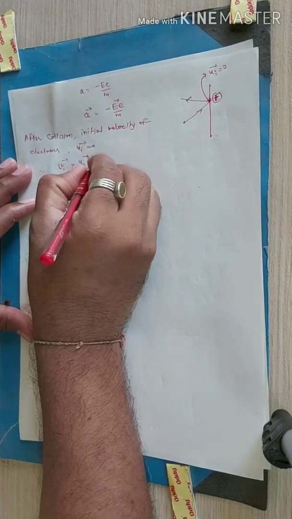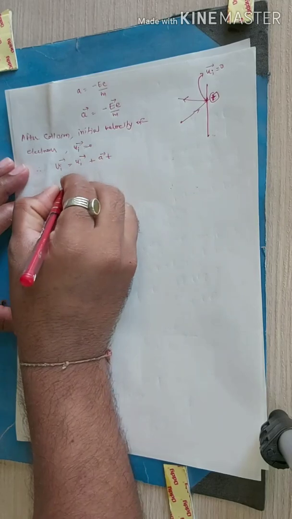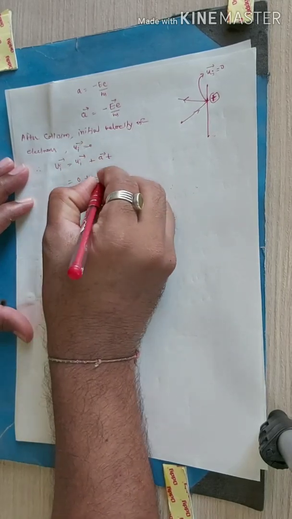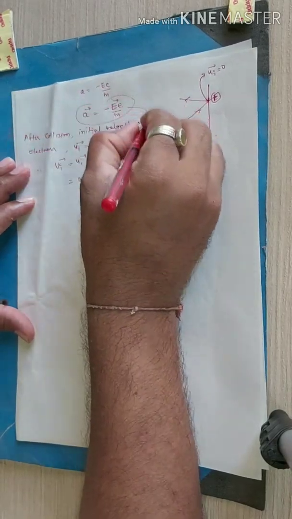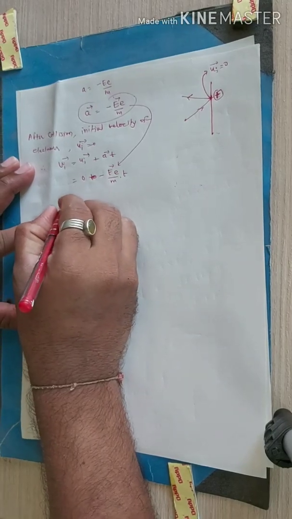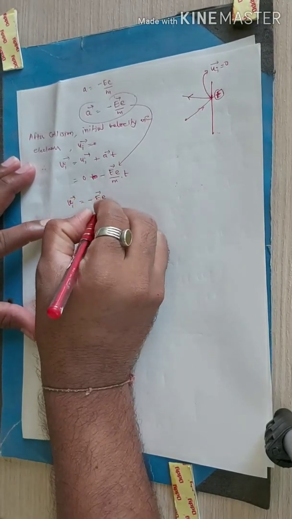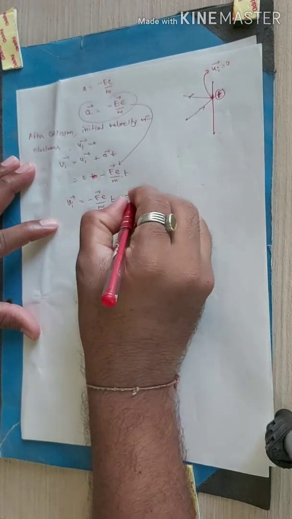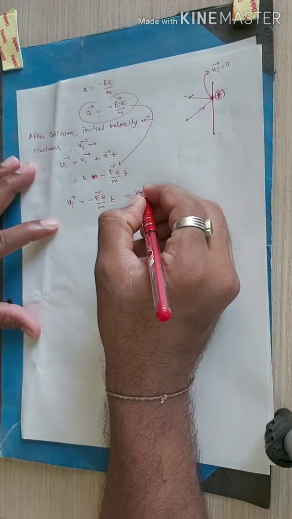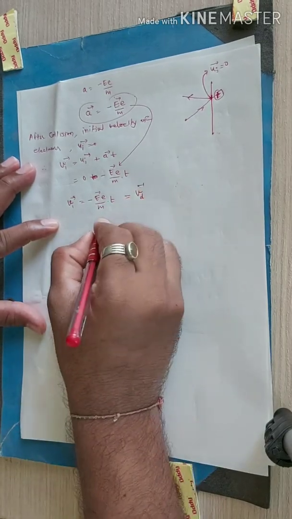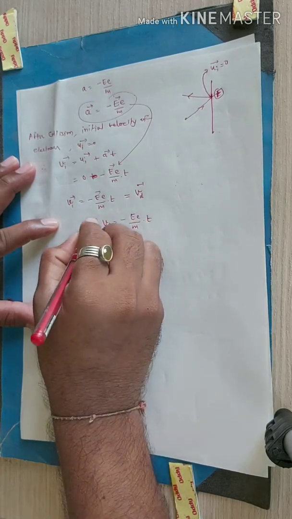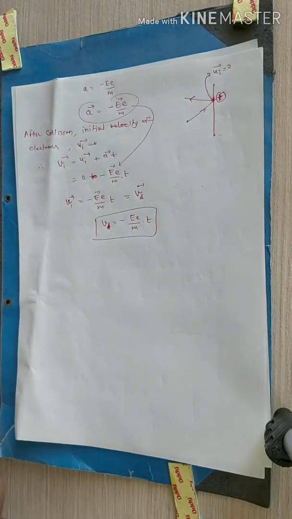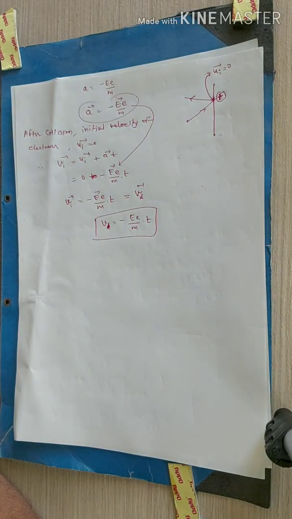So vi is equal to, this is your kinematic equation, ui plus a into t. ui is equal to 0 and a is equal to minus eE upon m, into t. So vi is equal to minus eE upon m into t. That is equal to Vd, known as the drift velocity, in vector form. So in scalar form, Vd is equal to minus eE upon m into tau. So here is your equation for drift velocity.